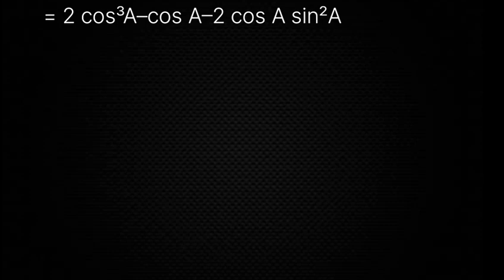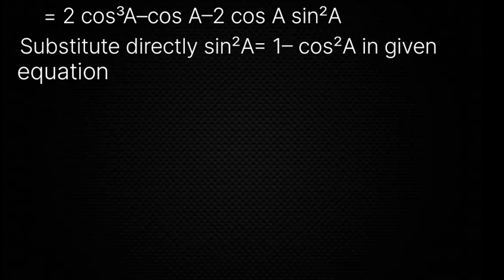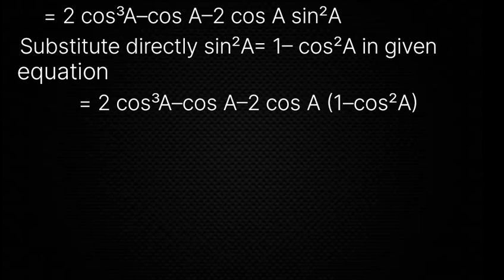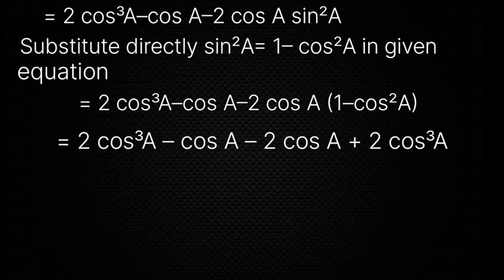Notice that we still have a sine squared a term lagging behind, which prevents us from having a pure cosine formula. To fix this, we invoke the famous Pythagorean identity, sine squared a equals 1 minus cosine squared a, and substitute it directly into the equation. This yields 2 cosine cubed a minus 2 cosine a times (1 minus cosine squared a). Finally, we expand that last term by distributing minus 2 cosine a, which gives us minus 2 cosine a plus 2 cosine cubed a.